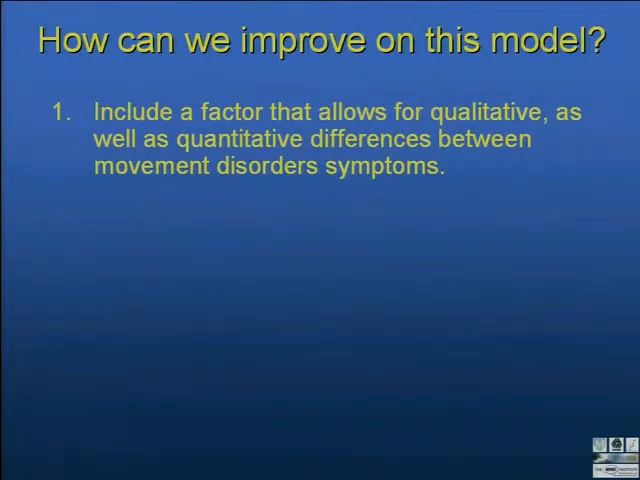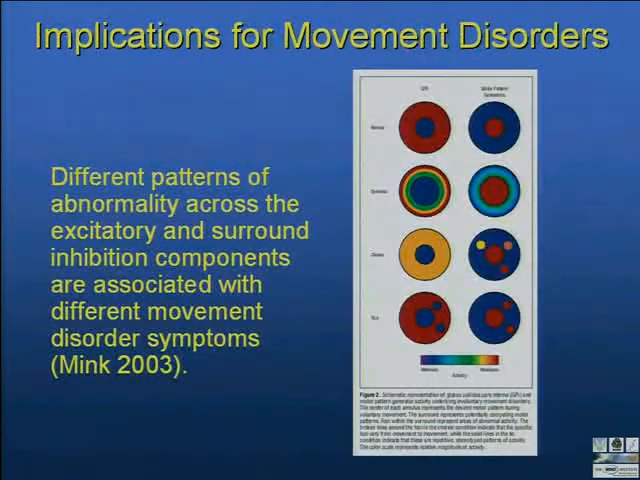So the first problem with this, if we go back here, is that all the explanations for different disorders are simply quantitative, or where is the disinhibition happening? There's nothing here that really provides an argument for why different movement disorders look qualitatively different. Why does dystonia look different from chorea? Why do people with Parkinson's disease look different from people with tics?